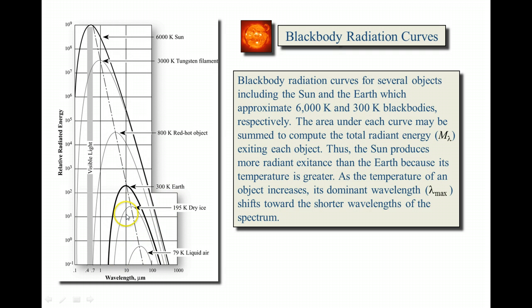Now these curves are similar, and there is a function that describes that similarity. It's Wien's law, which allows us to calculate the temperature of an object based on the wavelength of its emitted energy.